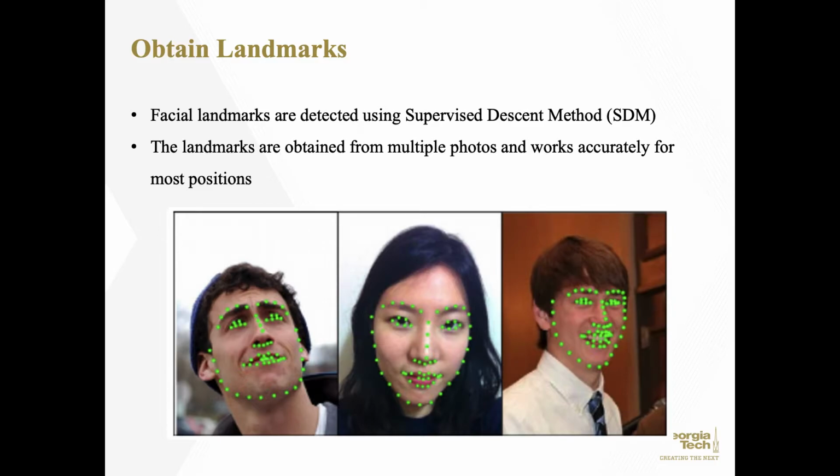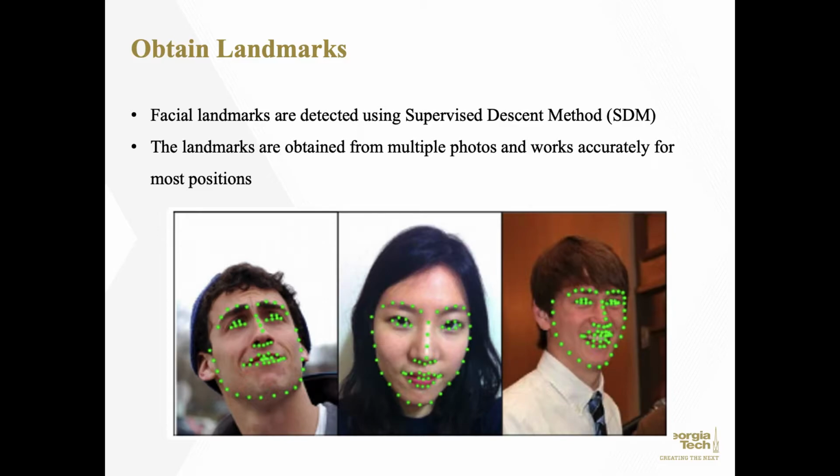So the first one I'm going to talk about is obtaining the landmarks. Once you have your collection of photos, the supervised descent method will be used to detect the landmarks in each individual photo. These landmarks are going to be obtained for multiple photos, and it works accurately for most positions, as long as the head is not rotated too far.